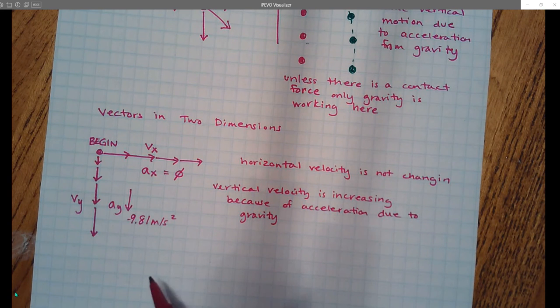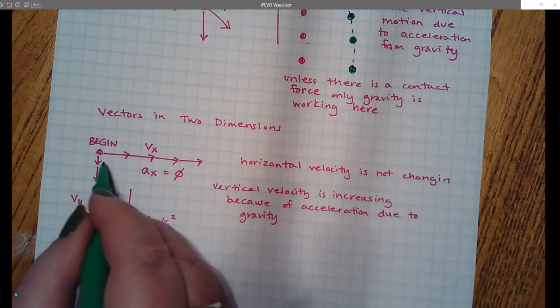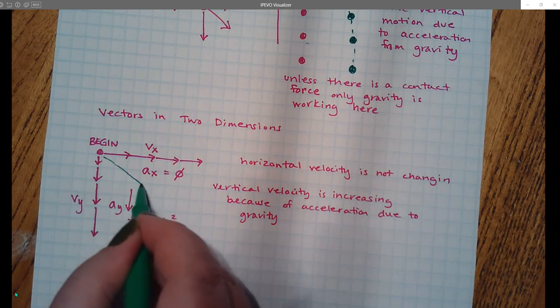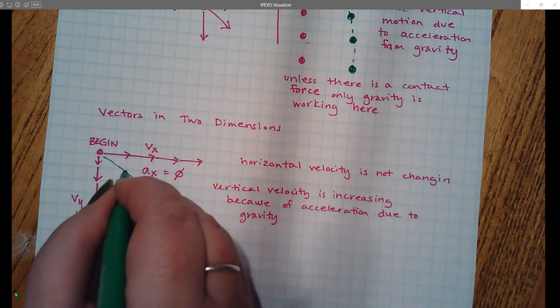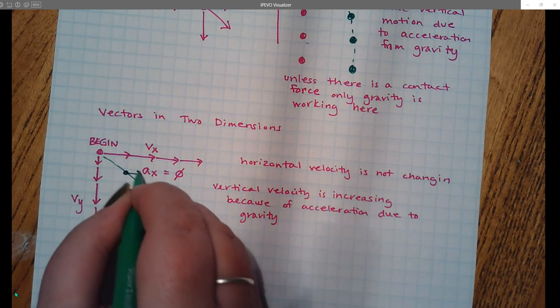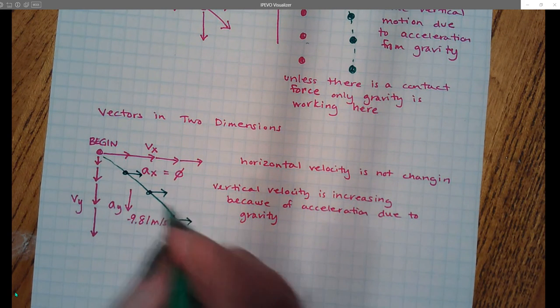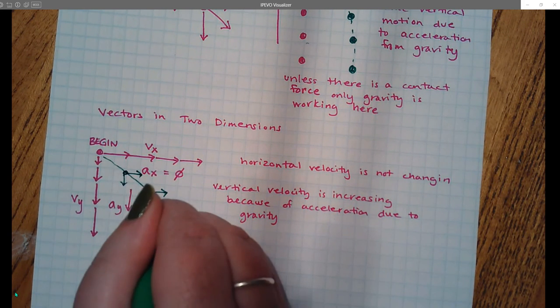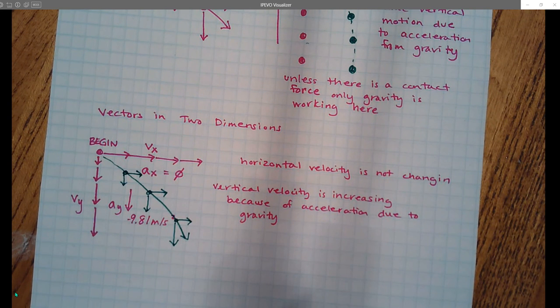And if we were to combine the two vectors, we would get a parabolic trajectory. So from here, if we combine them, we would get a trajectory that goes this way, and at certain intervals, the horizontal velocity is always going to be the same. But as we move further through the path, the vertical velocity or vertical vector will get larger.